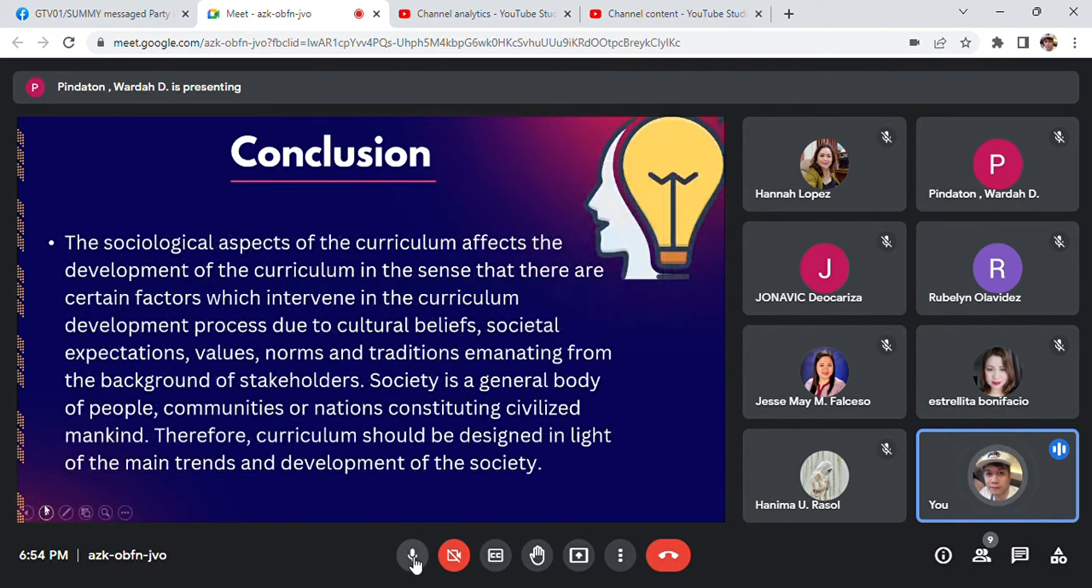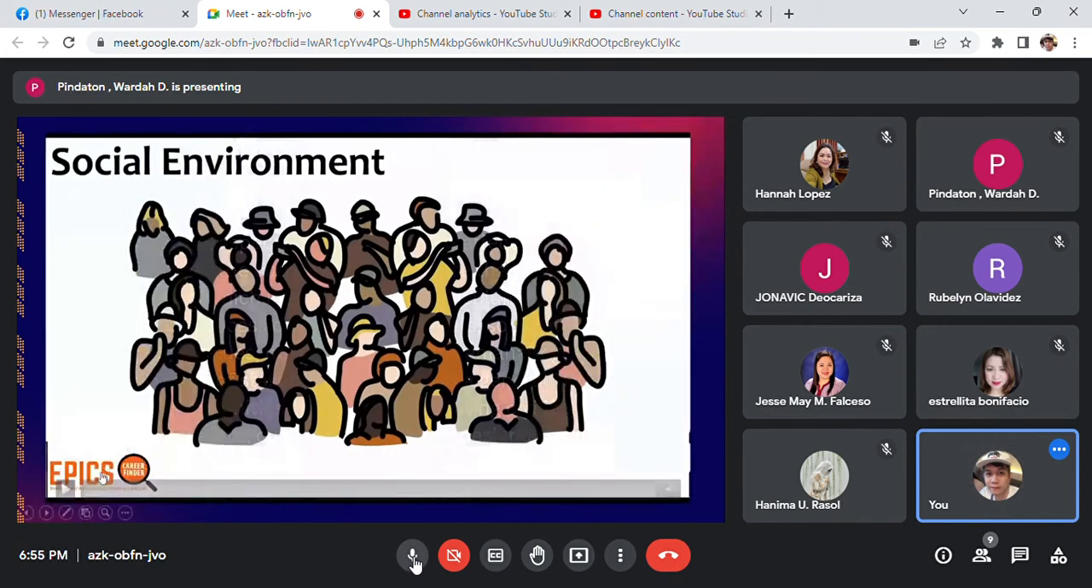The sociological components of the curriculum have an impact on its development in that they introduce some elements based on stakeholders, cultural views, societal expectations, values, conventions, and traditions, which might interfere with the curriculum creation process. The collective group of individuals, groups, or nations that make up civilized humanity is known as society. In light of the major societal trends and developments, curriculum should be created. So now before our report ends, we have a short video about the social environment.